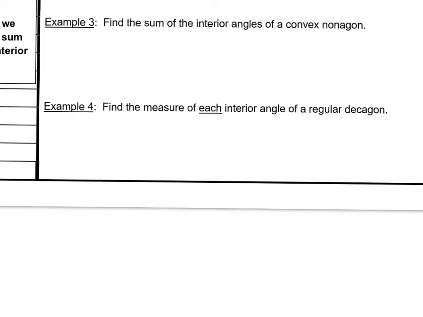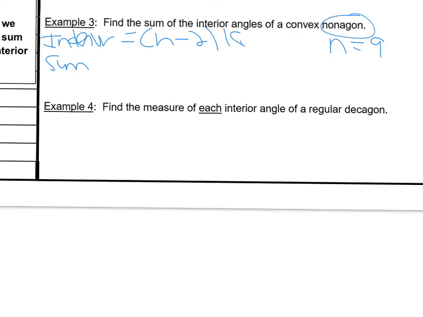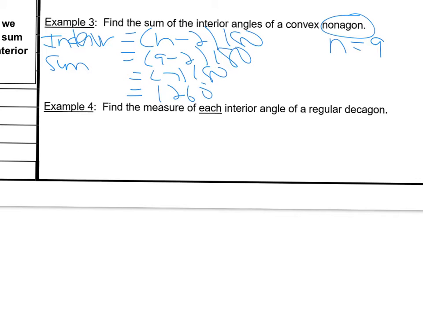Number 3 says, find the sum of the interior angles of a convex nonagon. Recall, a nonagon has 9 sides. And our formula for the interior sum will be n minus 2 times 180. So we're going to do 9 minus 2 times 180. 9 minus 2 is 7, and 7 times 180 is 1,260. So the sum of the interior angles of a convex nonagon is 1,260 degrees.